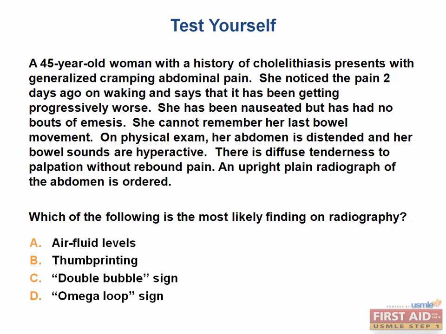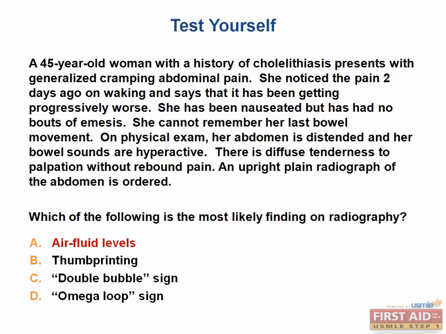On physical exam, her abdomen is distended and her bowel sounds are hyperactive. There's diffuse tenderness to palpation without rebound pain. An upright plane radiograph of the abdomen is ordered. Which of the following is the most likely finding on radiograph? Is it A, air fluid levels, B, thumbprinting, C, the double bubble sign, or D, an omega loop sign?